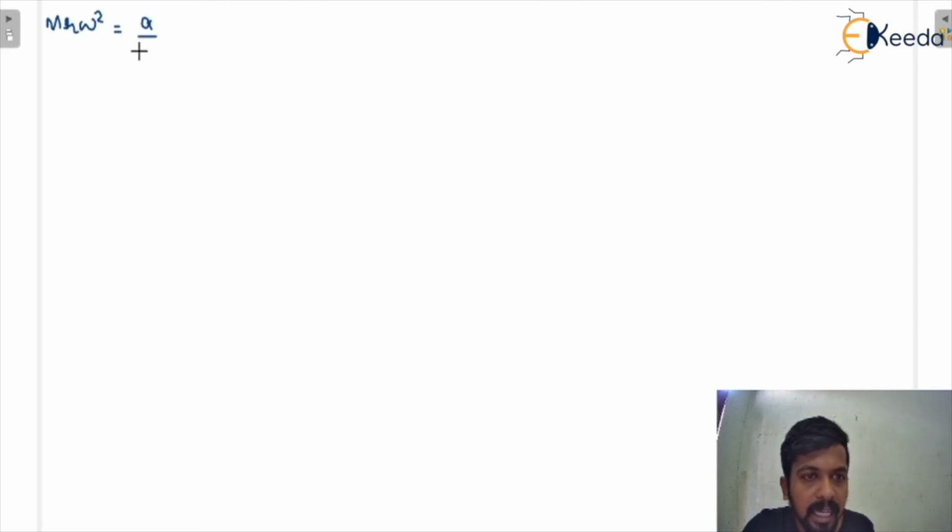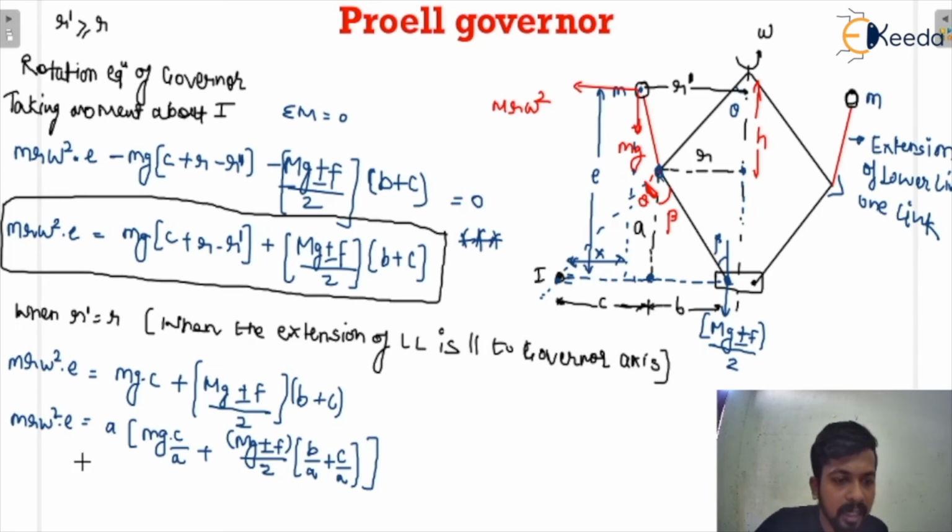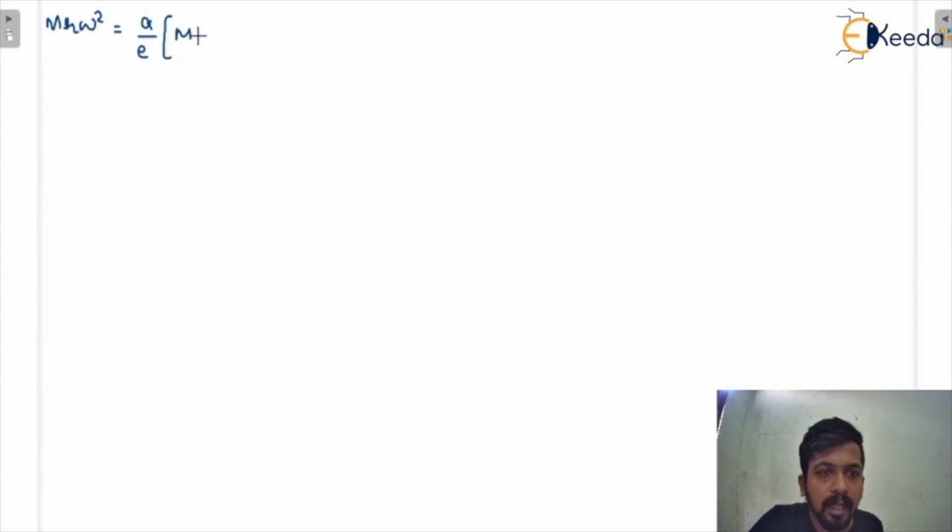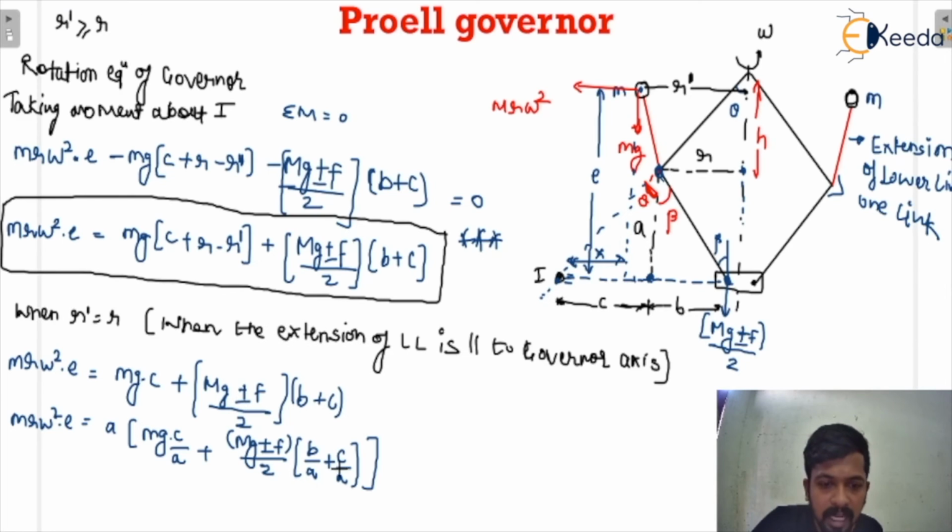I'm just replacing e on the other side. Okay, we have replaced e from here to here. So that is mg multiplied by c by a, which is r by h, plus (mg plus minus f) by 2 multiplied by, we have seen that, b by a and c by a.